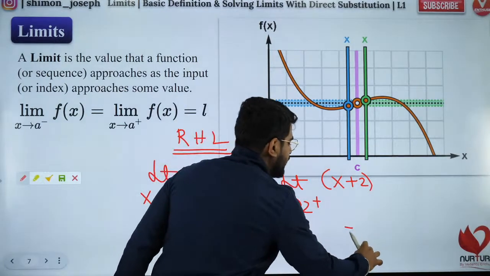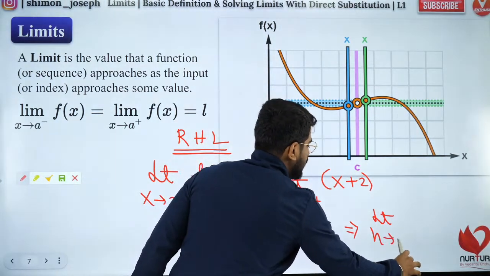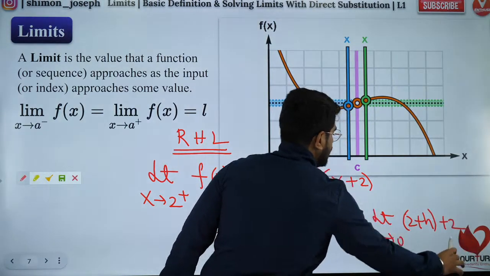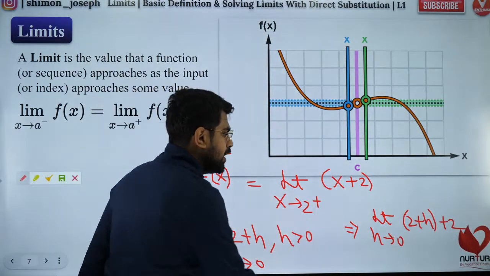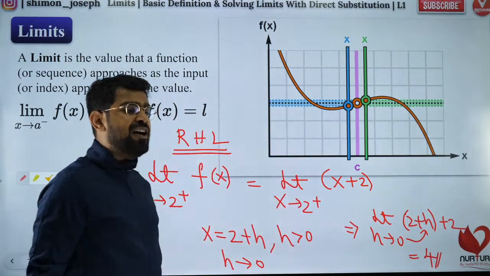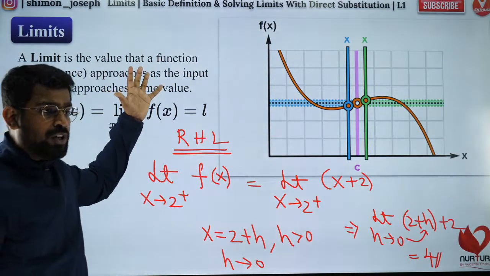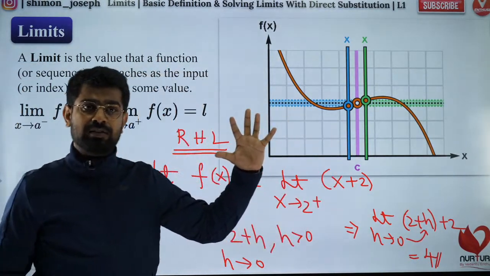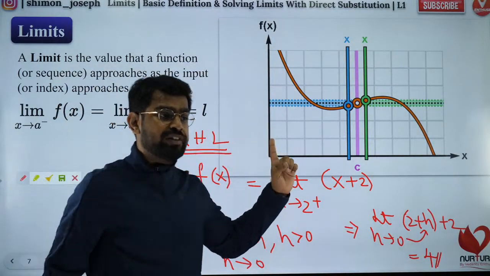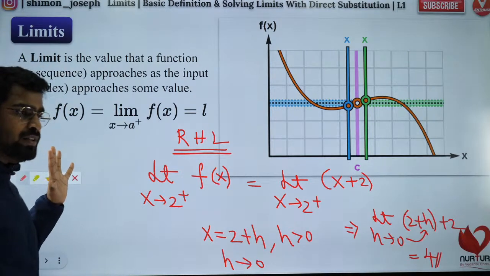So the right hand limit will become limit h tending to 0 of 2 plus h plus 2. So now you can get the RHL. Now put h as 0. If I put h as 0, I'll get directly 4. I have no problem. So right hand limit is also 4. Left hand limit is also 4. So both of them are equal. Hence you say that limit exists and it is equal to 4 for this question. Did you all enjoy it? Are you guys happy with it?